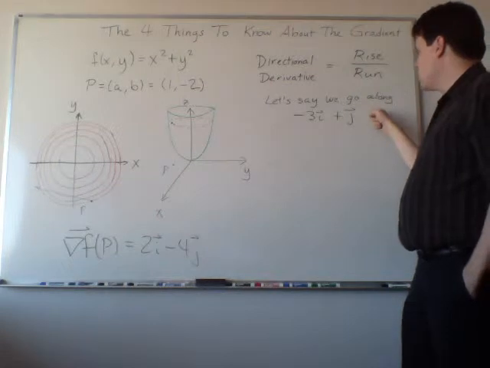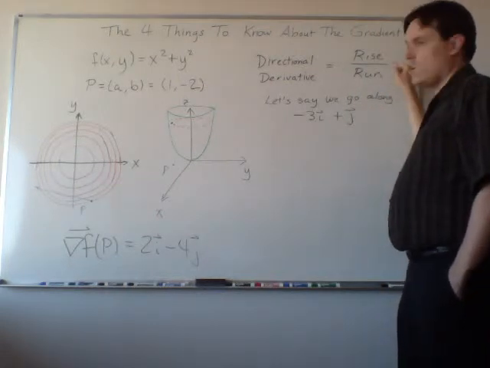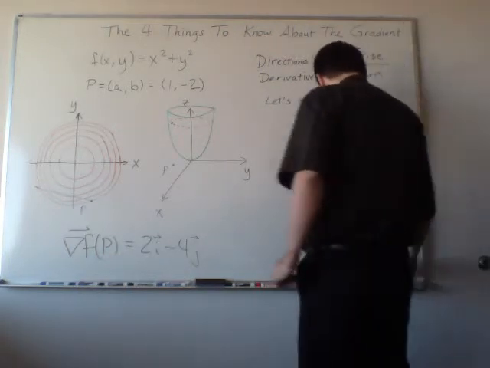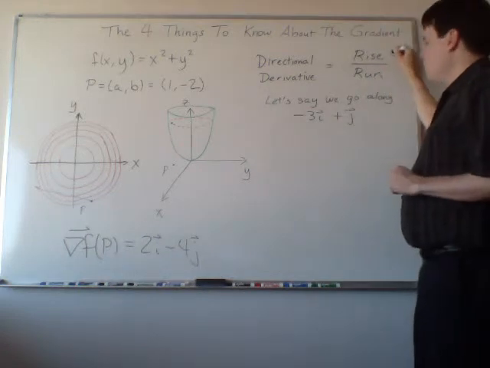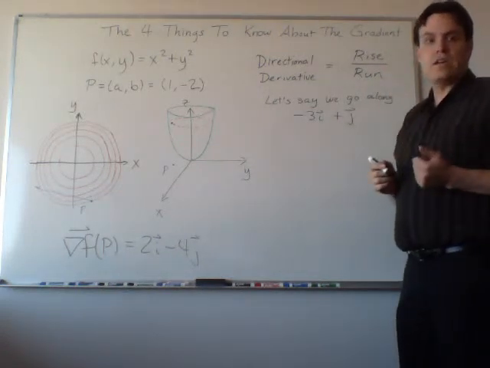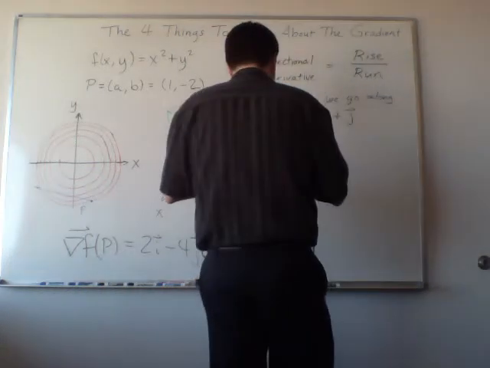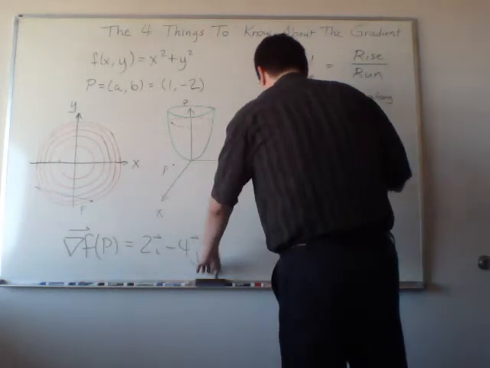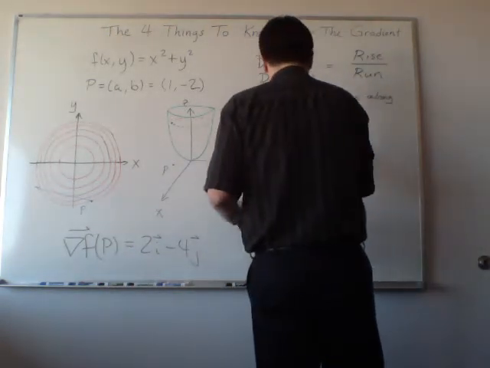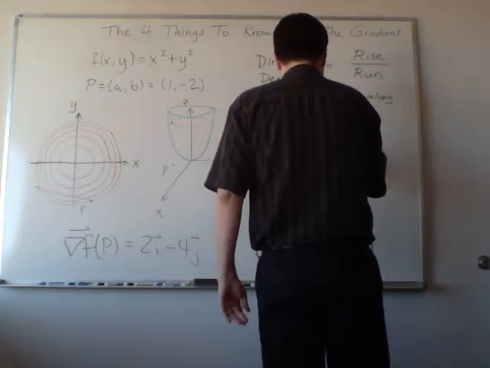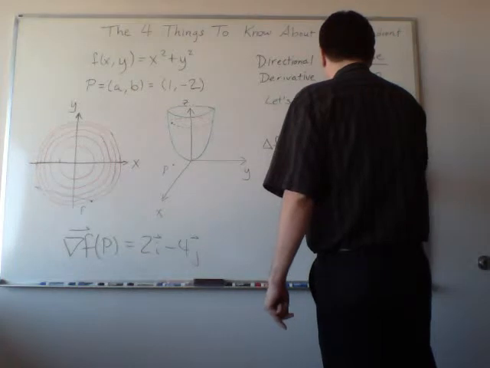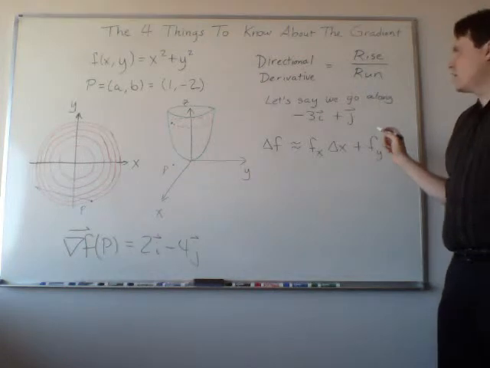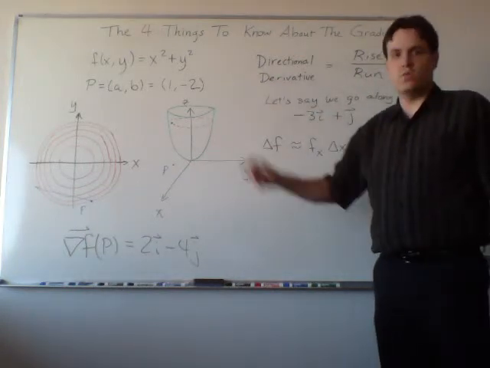Okay, so let's say we go along the vector negative 3i plus j, and we want to know what the rise over the run is as a way of trying to figure out what the directional derivative might be. If I want to know what the rise is in the value of f, then I'm trying to calculate a change in f. And I know from section 14.3, that is local linearization, that the change in f is approximately, I should put approximately here because we don't know it's exact. In fact, usually it's not. It's the partial with respect to x times delta x plus partial with respect to y times delta y, where both of those partials are evaluated at the point P, which is 1, negative 2 in this case.